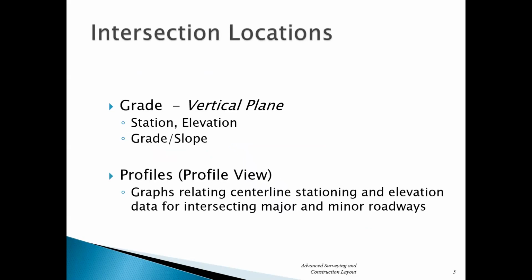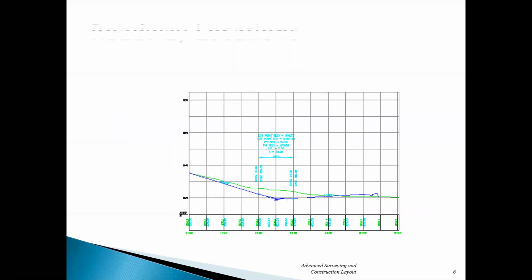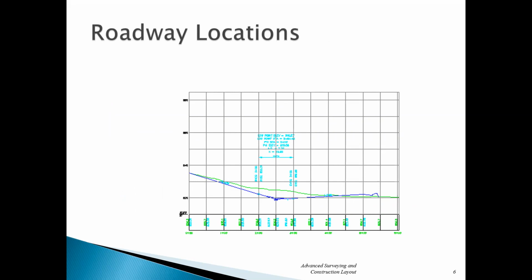We've looked at this before. Grade, of course, is your vertical plane. That's established by your profile. So that's where your major grade information comes from, and it's given to you in station and elevation, and you also have a slope and or a grade. So this is a very simple roadway profile where stations are at the bottom. You've got the graph over here. This is elevations. In this case, my blue line is representing a proposed and the green is representing existing.